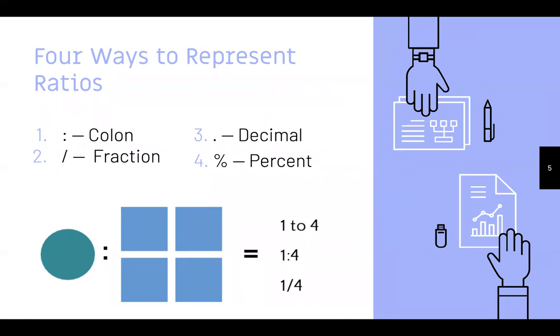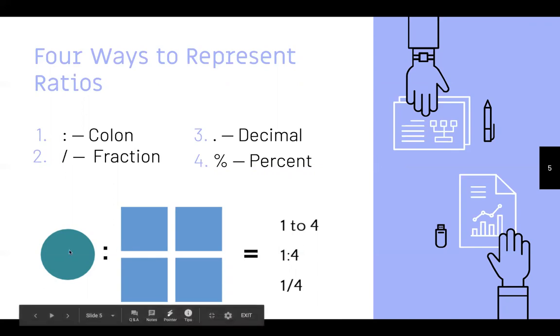The most common are those four that are right there, but there are other ways to represent ratios. A colon, a fraction, a decimal, and a percent. You've probably seen these already working with fractions, decimals, and percentages. The colon could be a little bit new, but they're all key. And they basically do the same function, comparing the two numbers.